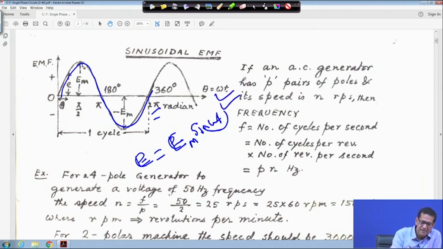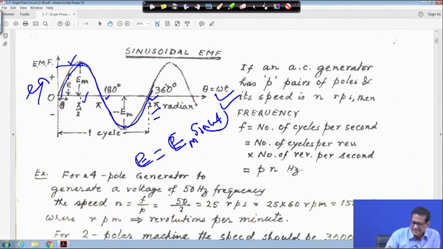So this is your maximum value EM, and this side plot is actually E is equal to this thing. This side is minus EM, this side is plus EM, and this is 0, this is pi by 2, this is pi, this is 2 pi. So this is theta is equal to omega t. This is for a single, if you look into that, it has an N pole and an S pole, a single pair of poles, one pair of poles.